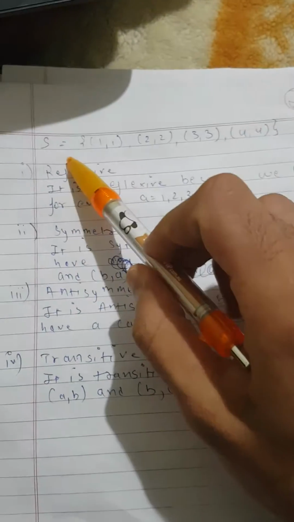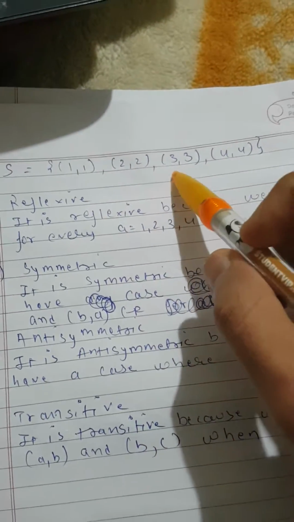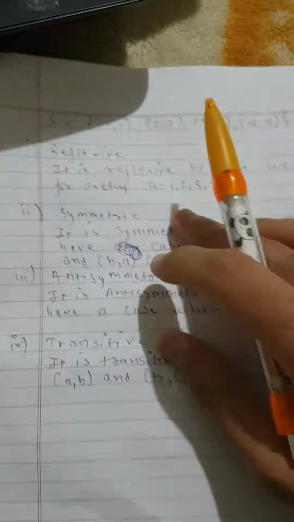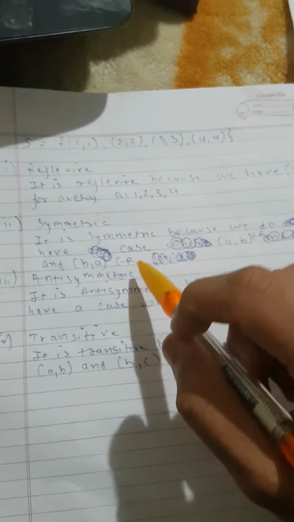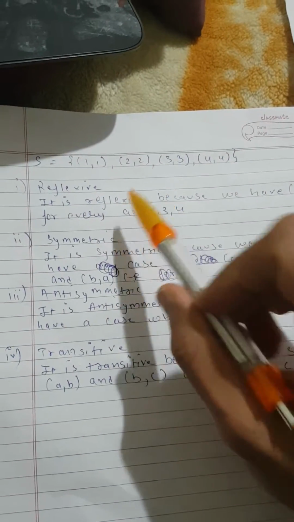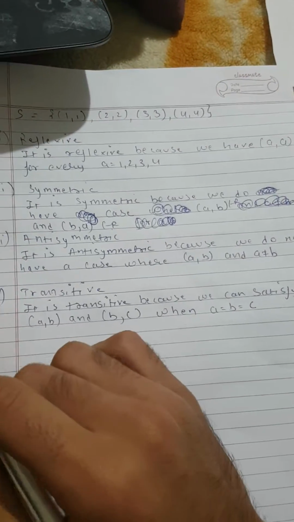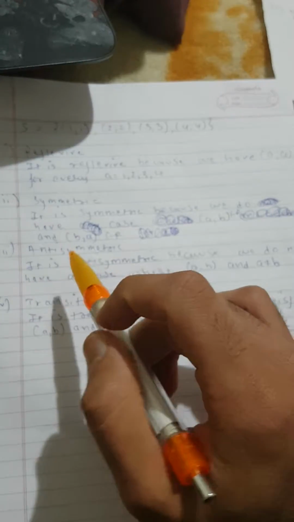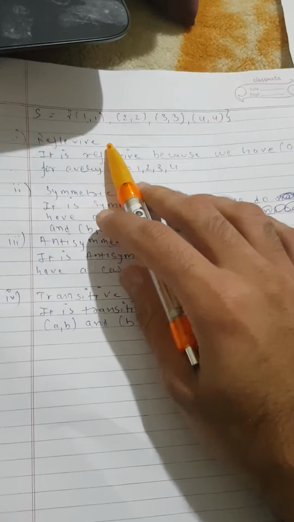In this example I have taken S equal to {(1,1), (2,2), (3,3), (4,4)}. This is the perfect example of a reflexive relation because we have (a,a) for every element 1, 2, 3 and 4. While talking about the symmetric property, it is symmetric because whenever (a,b) belongs to R, (b,a) belongs to R.